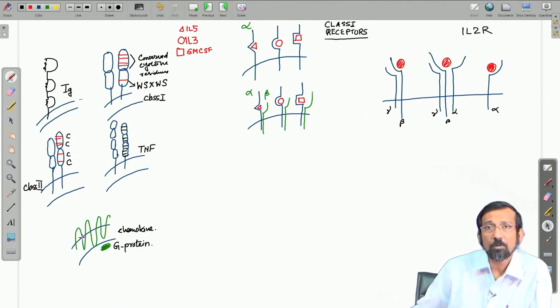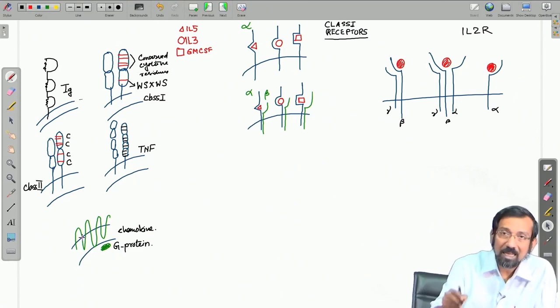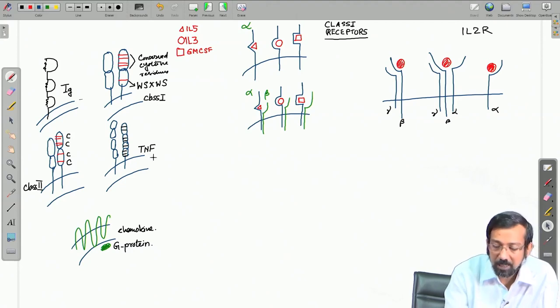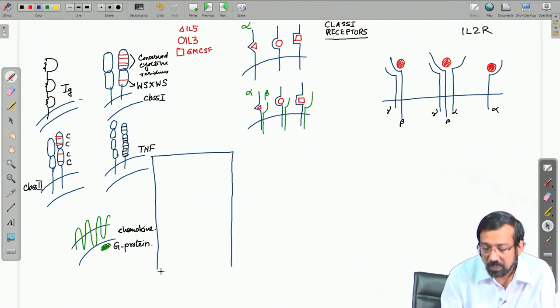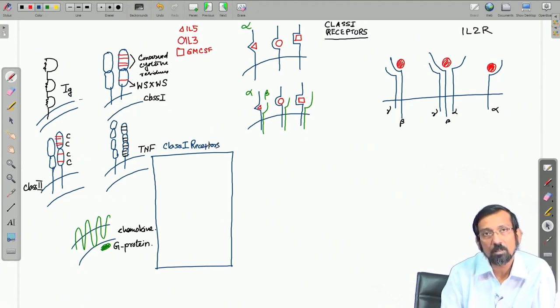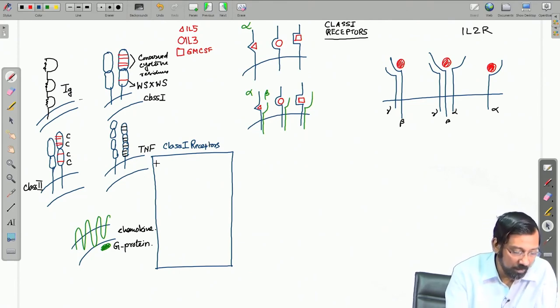If we look into one of the most studied families of the cytokine receptors, which is none other than the class 1 receptors, this class 1 receptors can again be subclassified. We can subclassify the class 1 receptors into at least 3 different families. So, if I call this the class 1 cytokine receptors, this can be classified into 3 families.